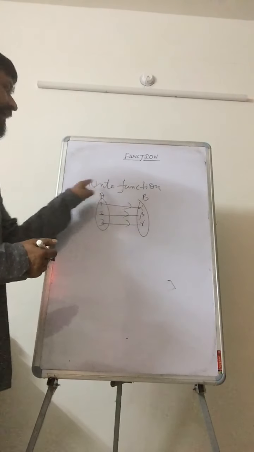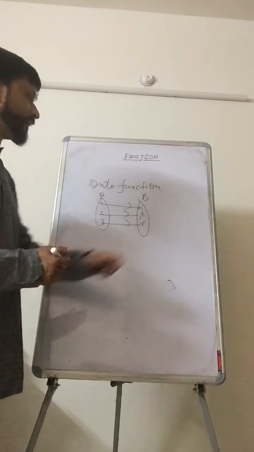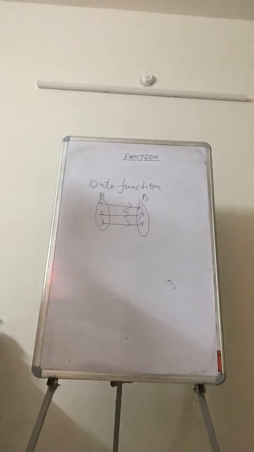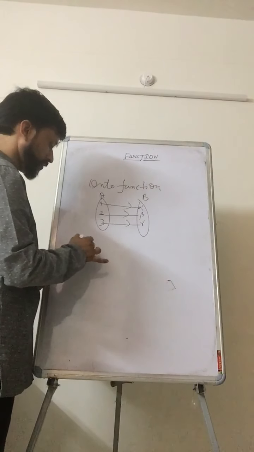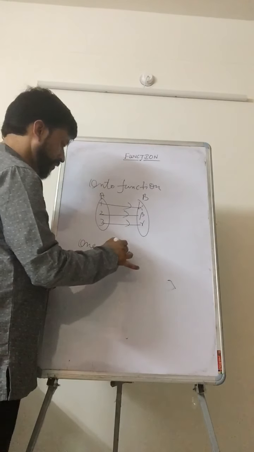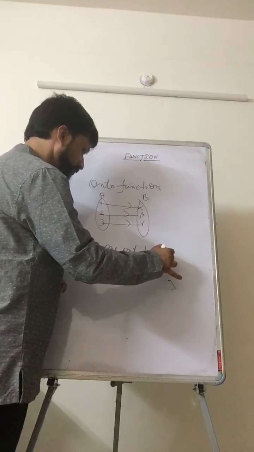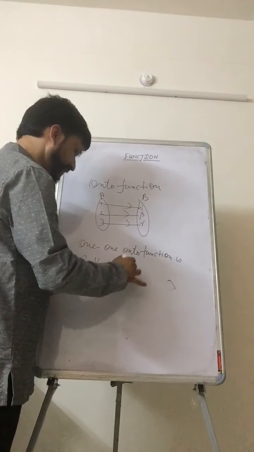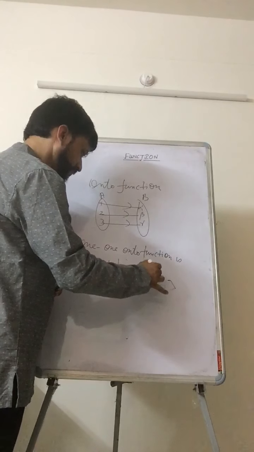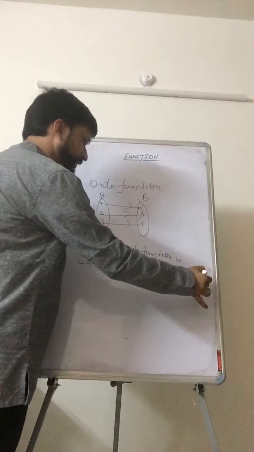So for onto function again two types we will get. One is 1-1 onto, another one is many one onto. 1-1 onto is also called bijective function. 1-1 onto function is also called bijective function. Please note down, 1-1 onto function is called bijective function.